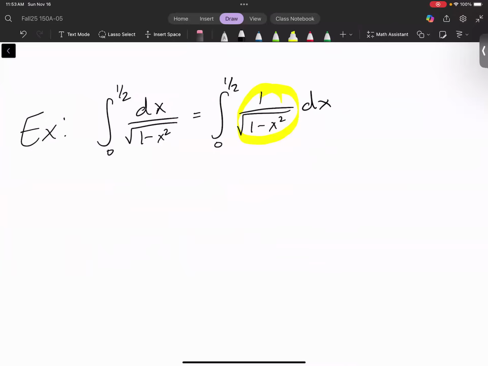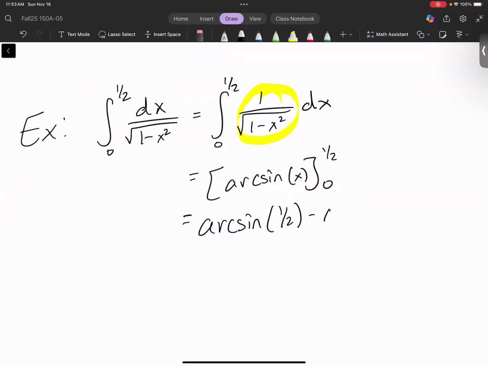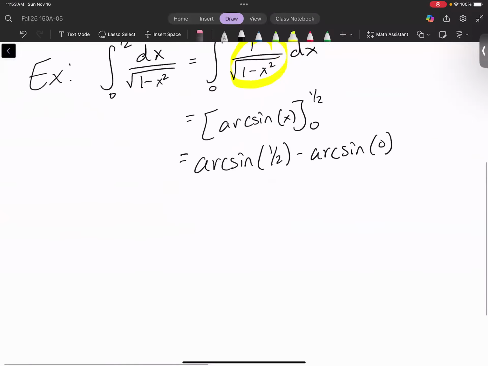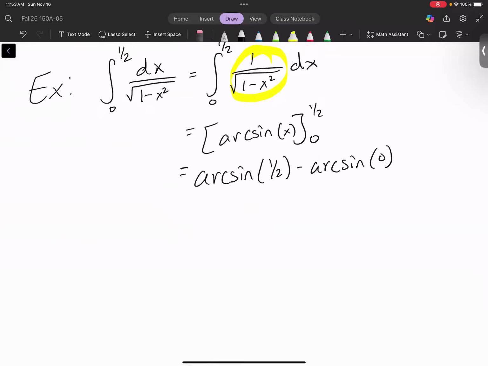Well, like we've been saying, this is just arcsine of x, evaluated from 0 to 1/2. Well, then this is going to be arcsine of 1/2 minus arcsine of 0. And now we need our unit circle. If you have a calculator, I think there is an arcsine button. But you might not get the exact answer. You might get a decimal, depending on your calculator. So let's just think about how we would approach this.